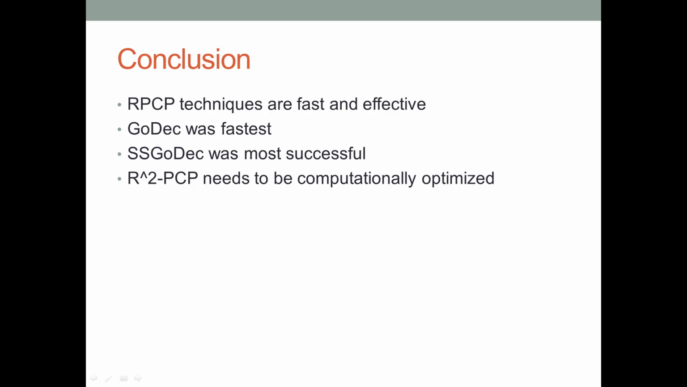However, I would like to see the R-squared PCP run just to see. I have a suspicion that it will perform the best. Definitely not in the quickest amount of runtime. There's optimization that needs to be done on that to allow for that to be computationally feasible.